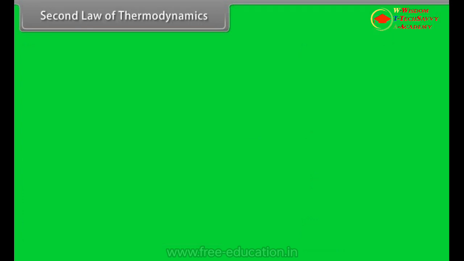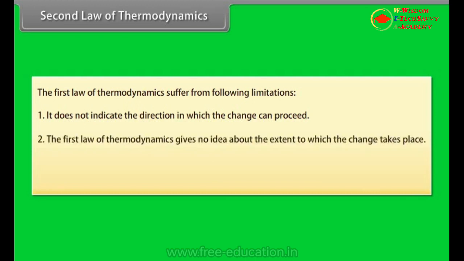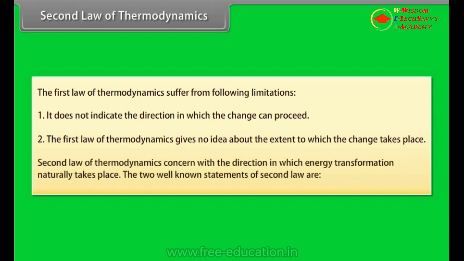Second law of thermodynamics. The first law of thermodynamics suffers from the following limitations. Number 1: it does not indicate the temperature at which change can proceed. Number 2: the first law of thermodynamics gives no idea about the extent to which the changes take place. The second law of thermodynamics concerns the direction in which energy transformation naturally takes place.